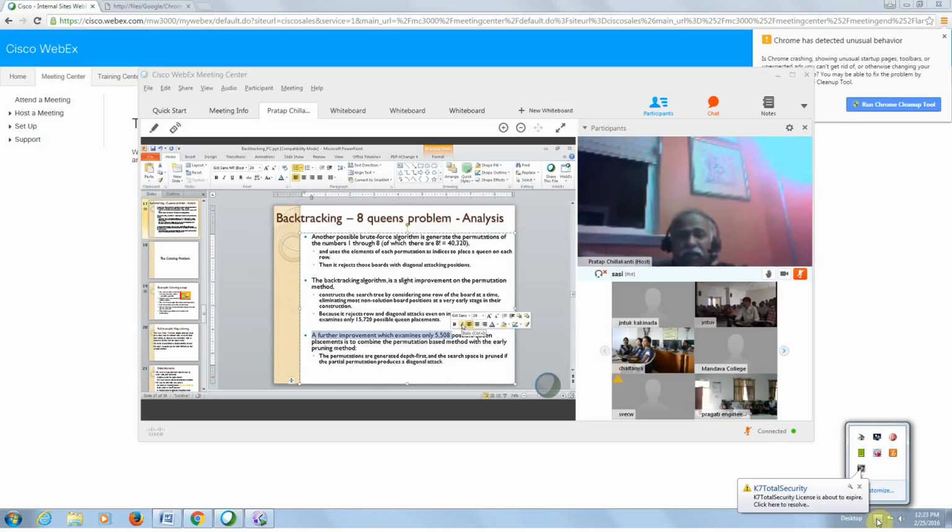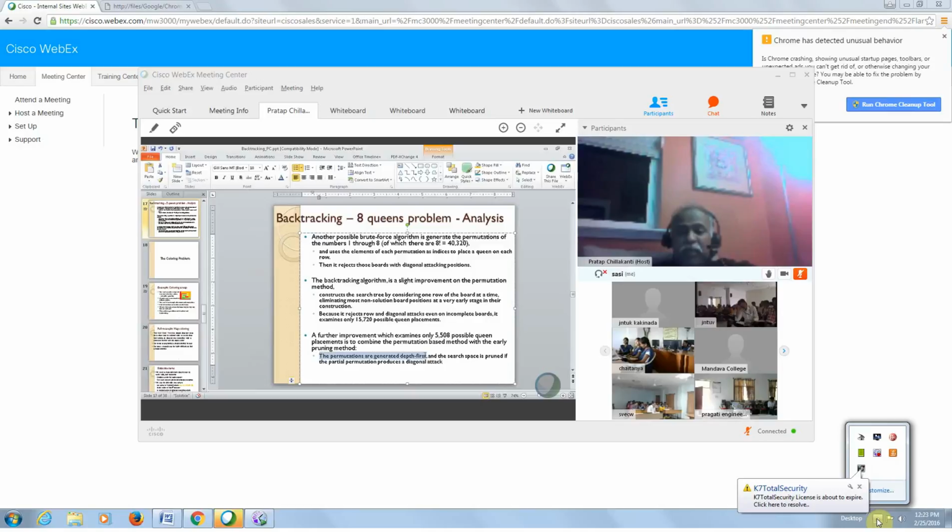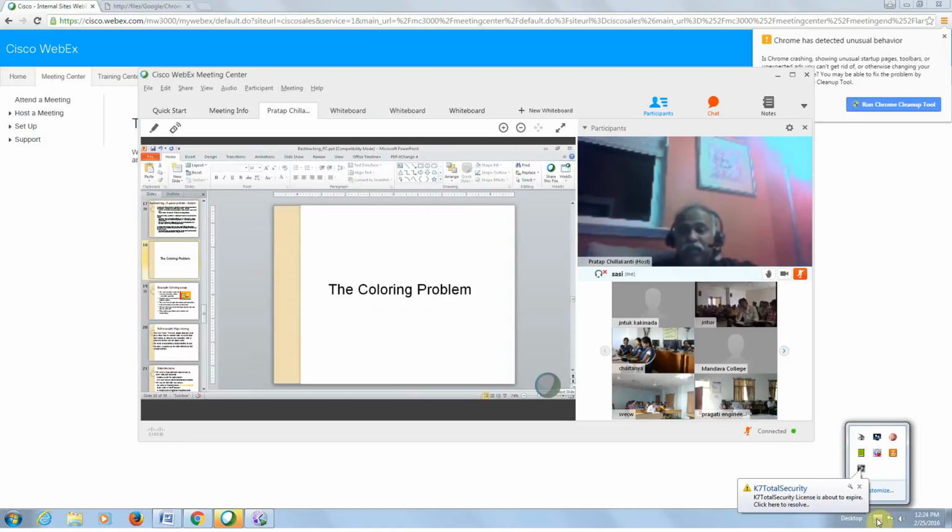There are so many algorithms for the 8 queens problem. You can see the simple backtracking that I showed you gives 15,720. If you optimize it further, you get 5,508. One of the things you see when you implement it is that most of what we do is depth first. By doing a depth first search and then pruning off the rows and columns which are not valid, you are able to optimize that. So that is the 8 queens problem.